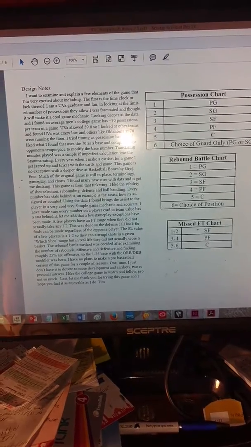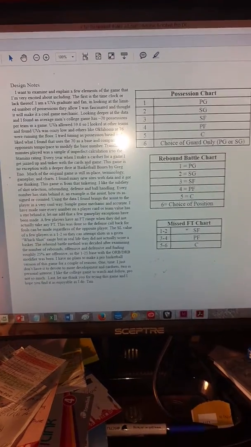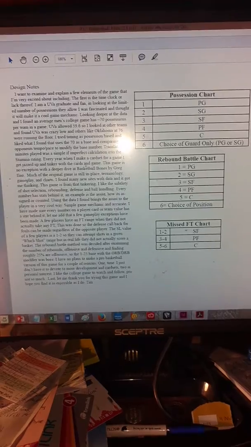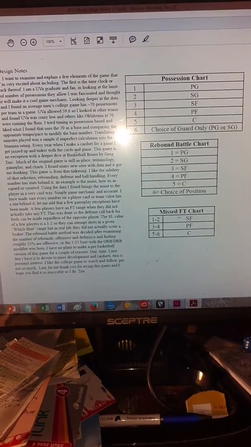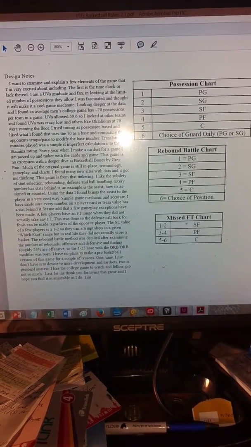And welcome to my introduction of PTG Basketball 2.0, Basketball Bones being 1.0.